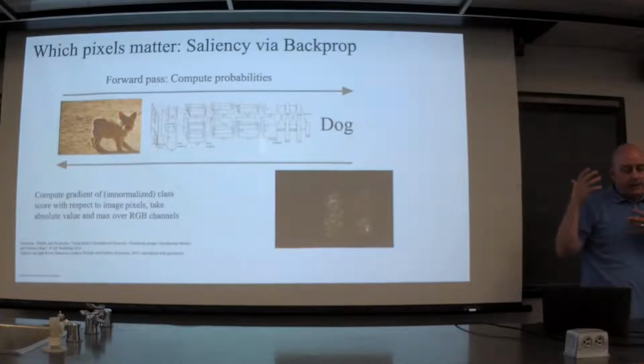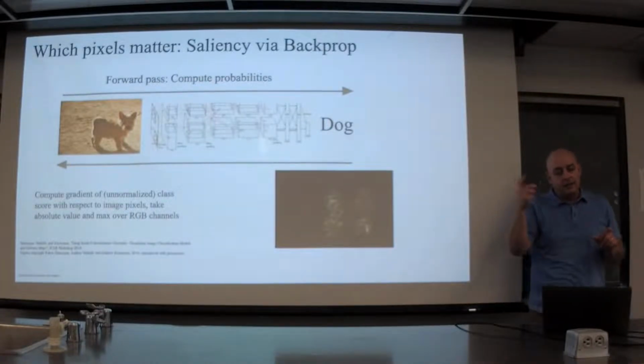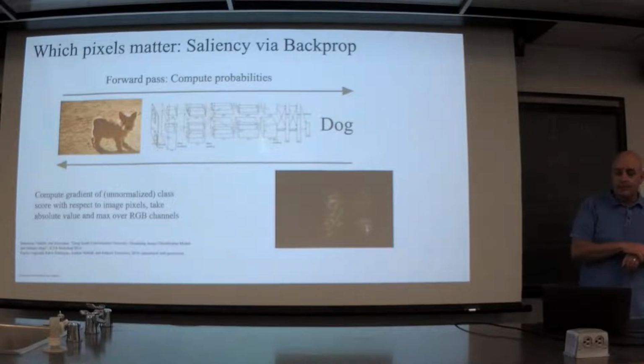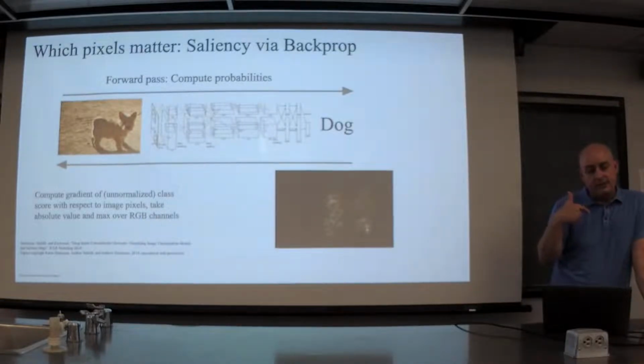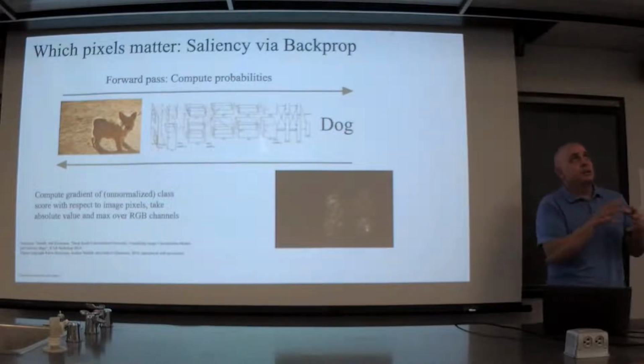A good, very confident classifier would look like that. But now what you can do is this idea of backpropagating, but instead of backpropagating from the loss, you backpropagate from that score. And so what you're trying to do is basically change the pixels.